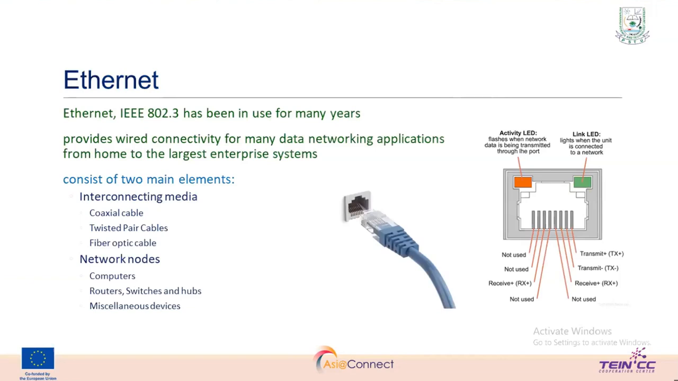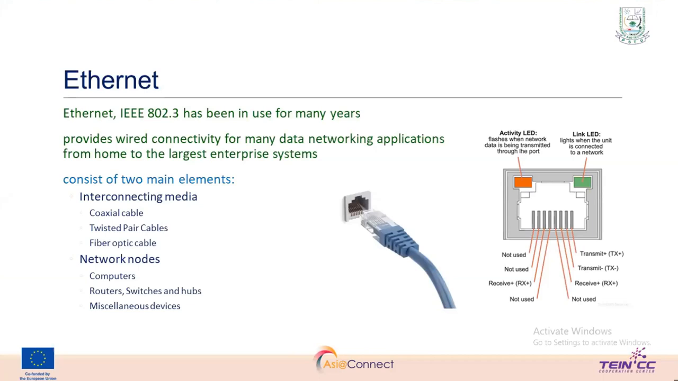Ethernet, IEEE 802.3, has been used for many years and provides wired connectivity for many data networking applications from homes to the largest enterprise systems. It consists of two main elements: interconnected media like coaxial, twisted pair, and fiber optic cables, and network nodes like computers, routers, switches, hubs, and miscellaneous devices that arrange the communication paths. Actually, the 802.3 Ethernet network uses different physical communication media to transmit data, but now wireless LANs are also used.